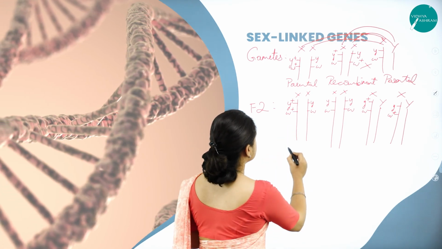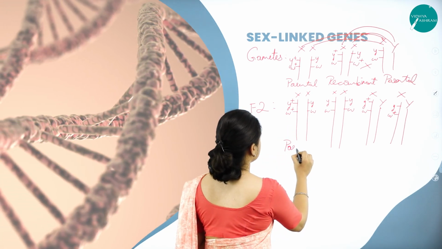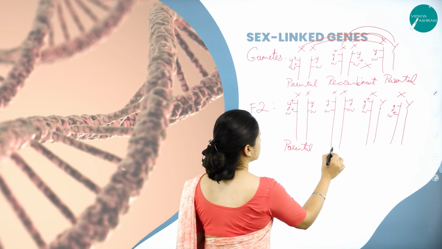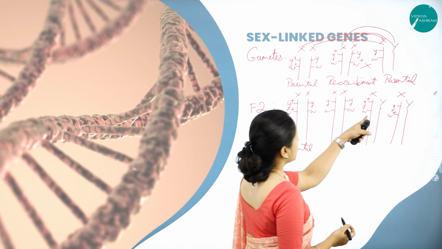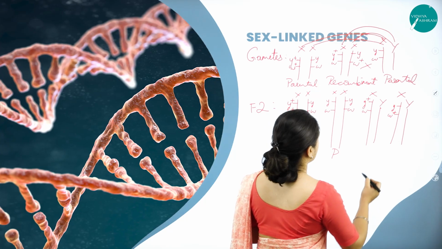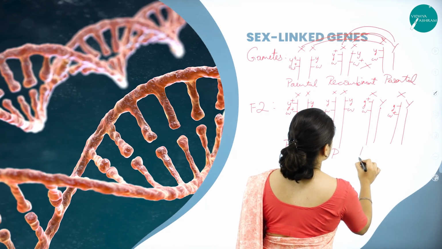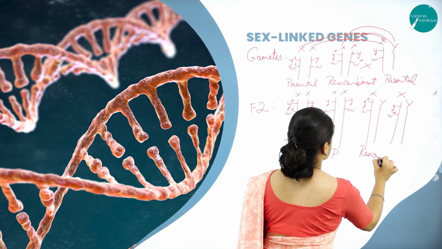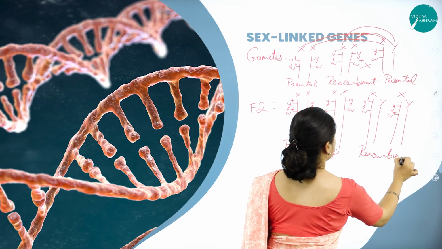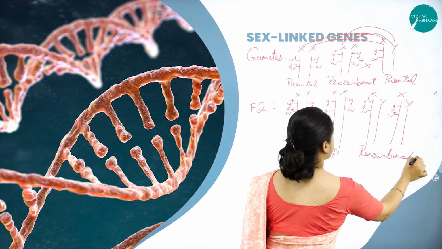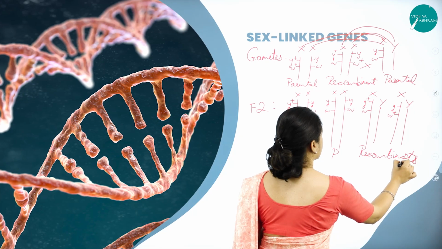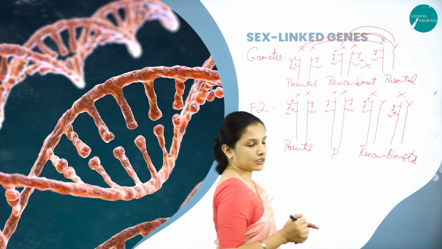So we have, this is the parental, this is also parental. Now here crossing over has occurred. So this is the recombinant. Both of these are recombinants.